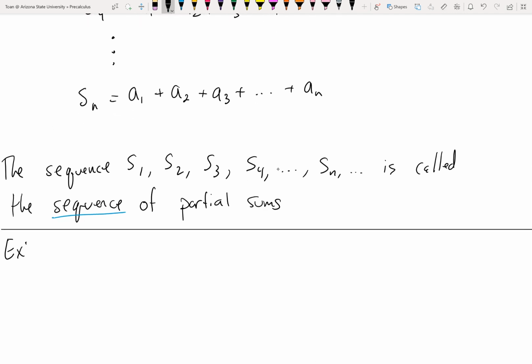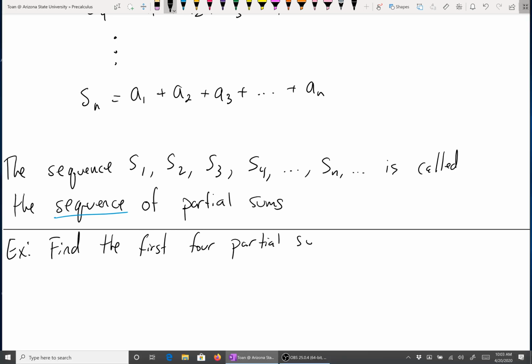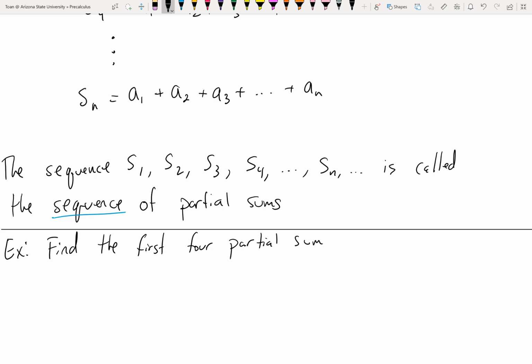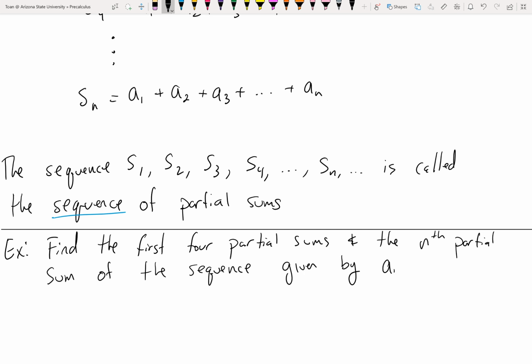Let's take a look at this example here. It's going to ask you to find the first four partial sums and the nth partial sum of the sequence given by a sub n equals 1 over 2 to the nth power.